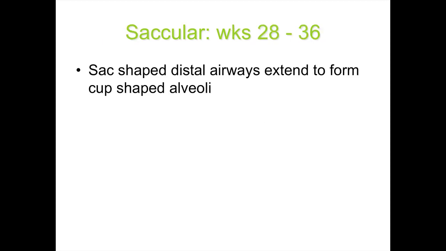The saccular phase occurs from weeks 28 to 36, and this is where sac-shaped distal airways extend to form the alveoli. And hence, if you get a premature baby, say born at 26 weeks, the saccular phase has not occurred, and so premature babies are at risk of having very poorly developed alveoli.